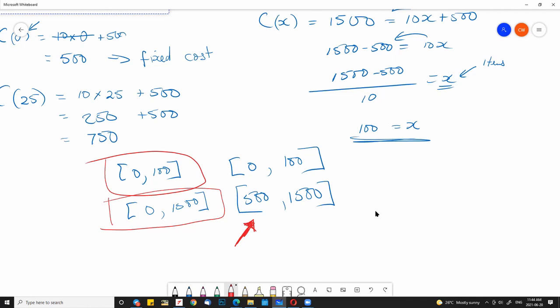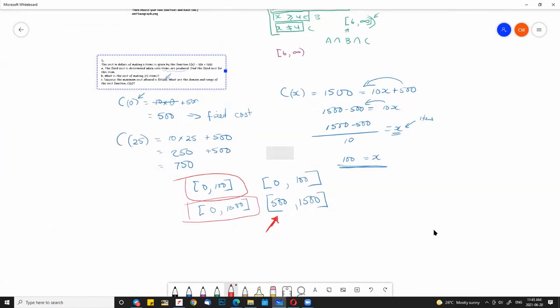You gotta look at it from an economics point of view. Fixed cost is fixed cost, right? You have a contract and you gotta pay 500 if you make nothing, even if you make 0 items. Understand that? So the cost should be anywhere from 500 to 1500.